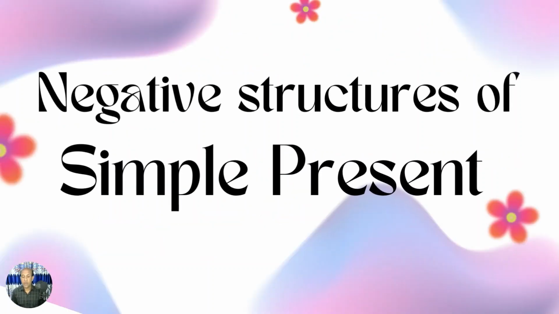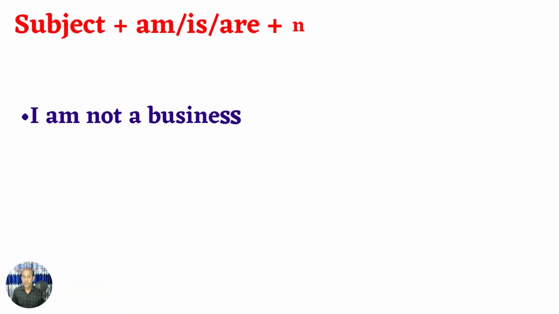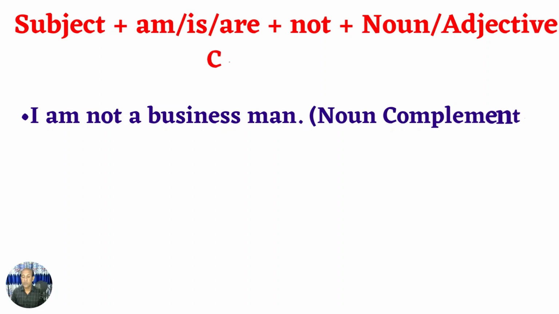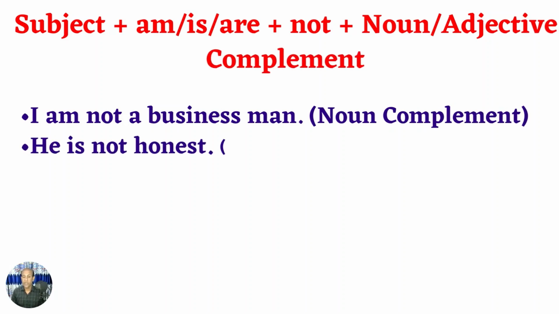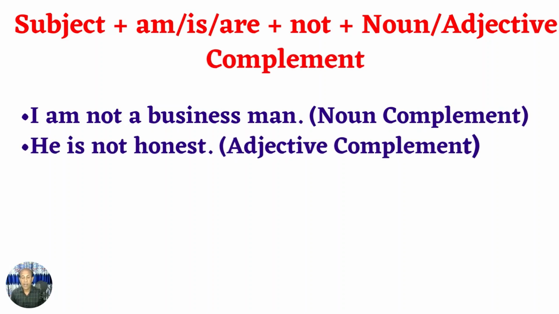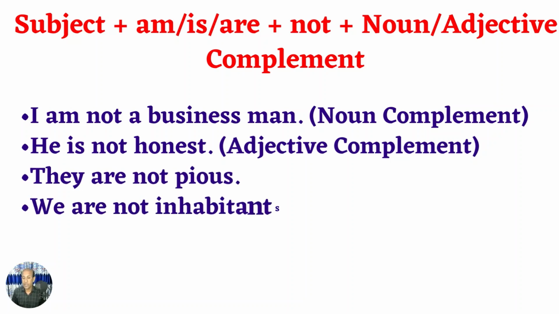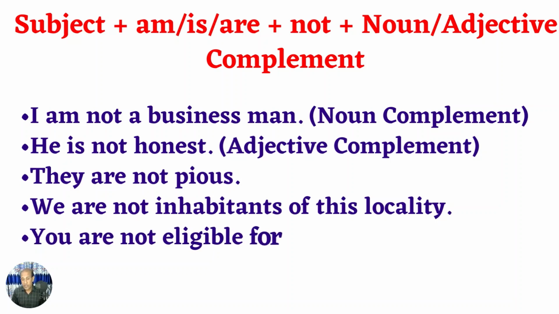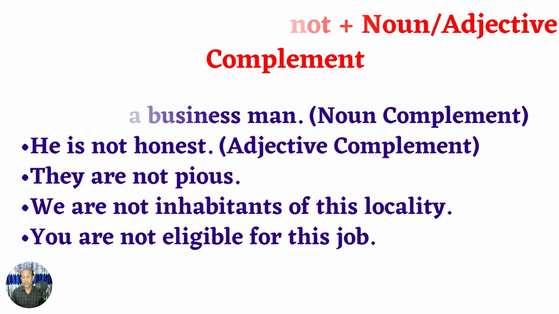Negative structure of simple present tense. Subject plus am/is/are plus not, plus noun or adjective complement. When the verb is am, is or are, we simply use not after am, is, are and then a noun or adjective complement. I am not a businessman, noun complement. He is not honest, adjective complement. They are not pious. We are not inhabitants of this locality. You are not eligible for this job.